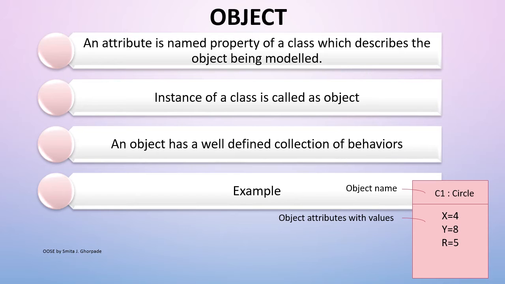So an object is nothing but an instance of a class, and the notation used for defining an object is, first of all, the object name, then a colon, then the class name. For that C1 object we have to give attribute sets with certain defined values. So these are the attribute list and their respective values initialized for that object. Like this, an object is represented here.